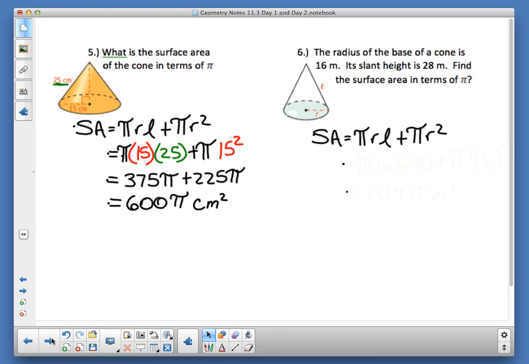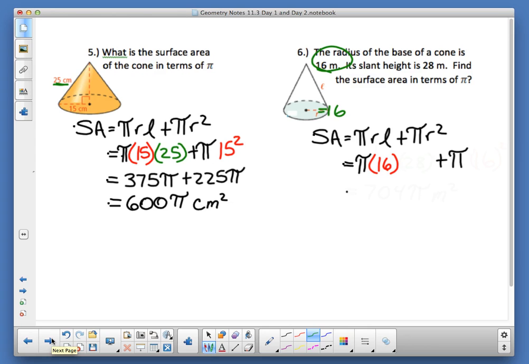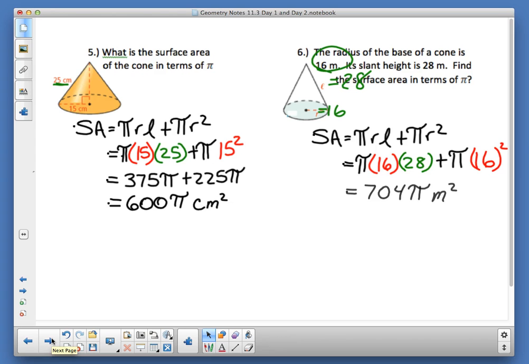Okay, looking around. Got some rock stars going on here. Love it. Got R going in. R is 16. They tell me that's 16. That's right here. That's R. Pirate's favorite thing. We got 28 is my lazy height, my slant height. Okay. 16 squared. Okay. Now, 704 pi. Okay. Dressed up with its units. Remember, it's in terms of pi.